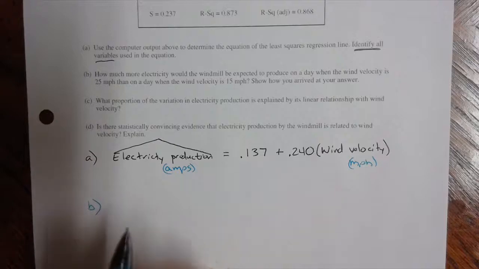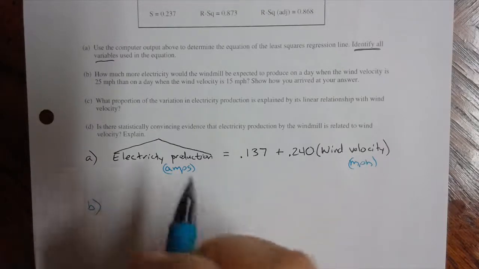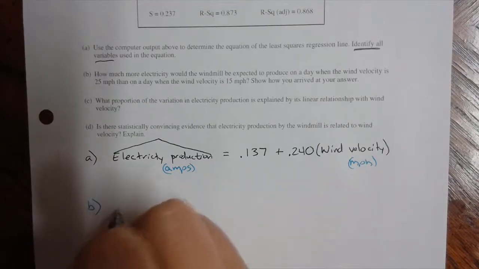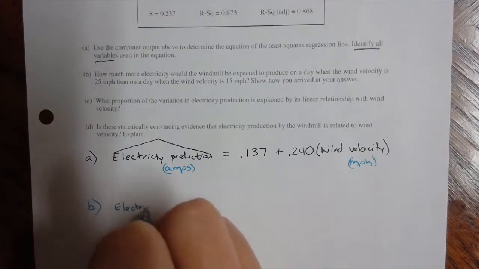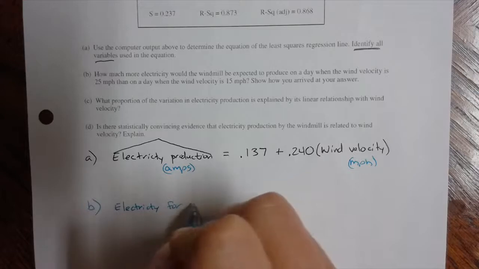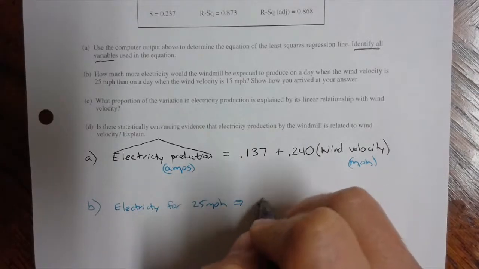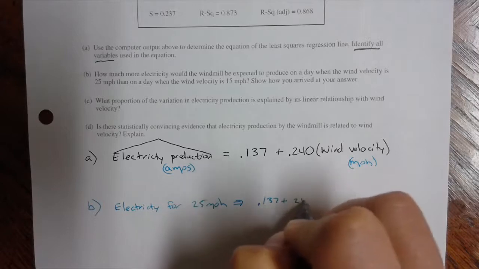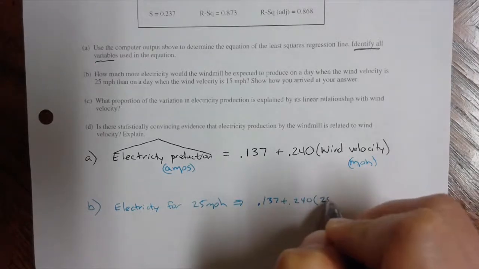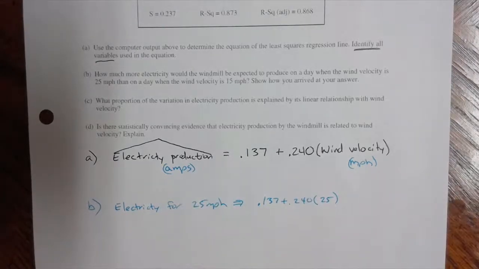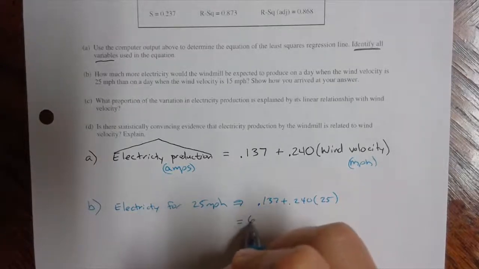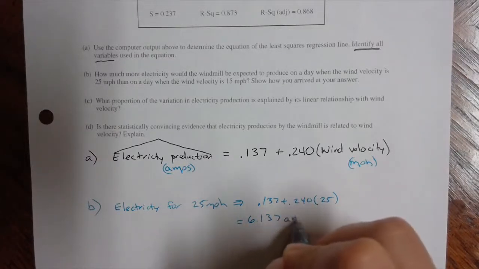And what that would look like in this case, I'm going to try this for a second here. So let's say I wanted to do electricity for 25 miles per hour. And you can plug in the number 25, just see what you get. I've done that ahead of time. It turns out that you get 6.137 amps.